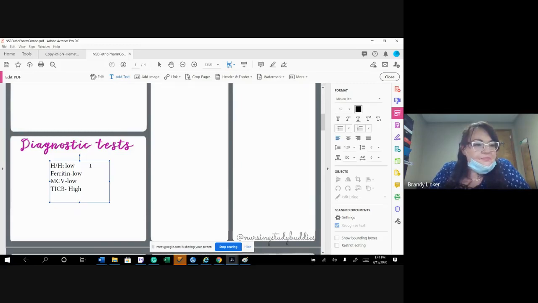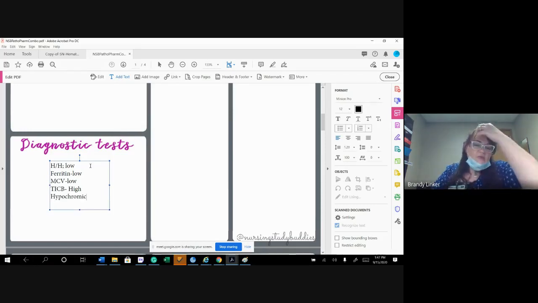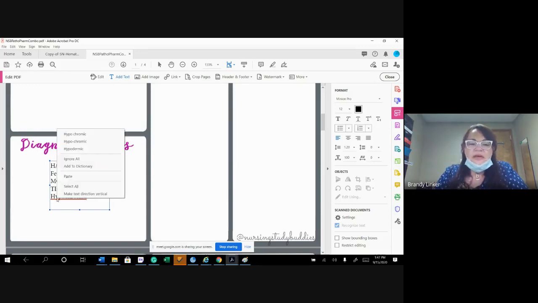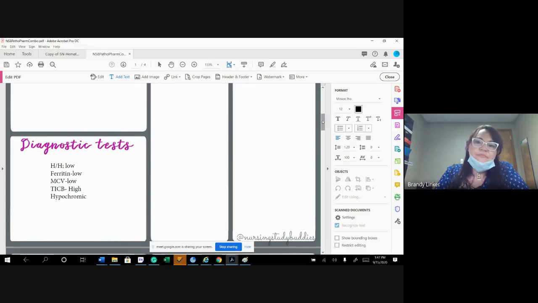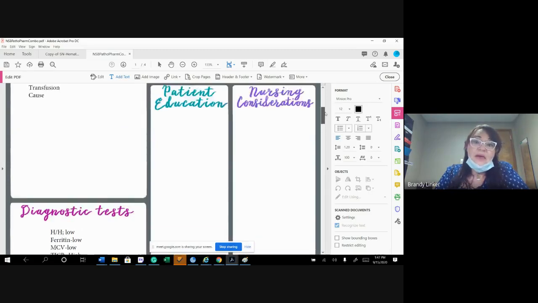Okay. And then they will be hypochromic. And what that means is just the color of the red blood cell will be pale. And that's because heme gives red blood cells their dark red color. And if you can't make heme because you don't have enough iron, then the red blood cell is going to be pale looking.